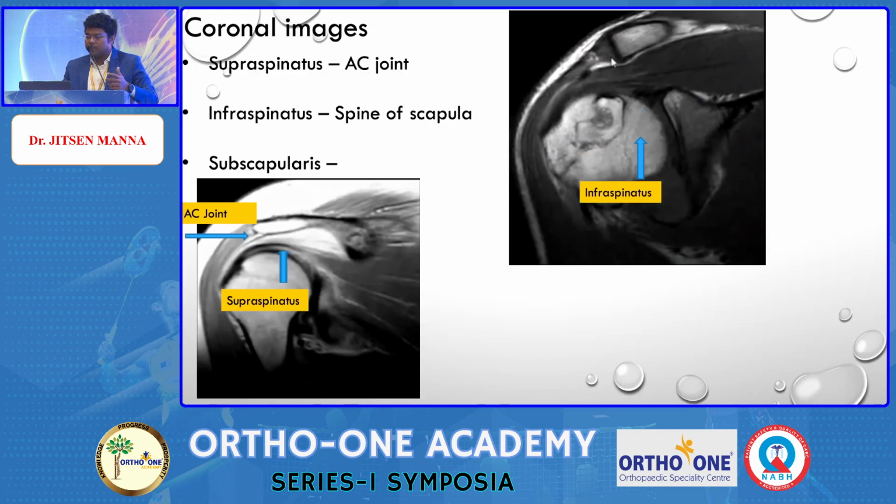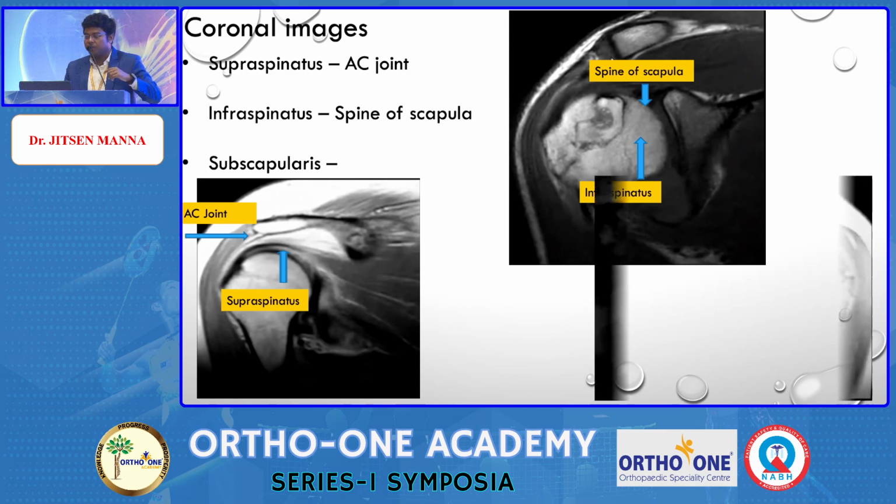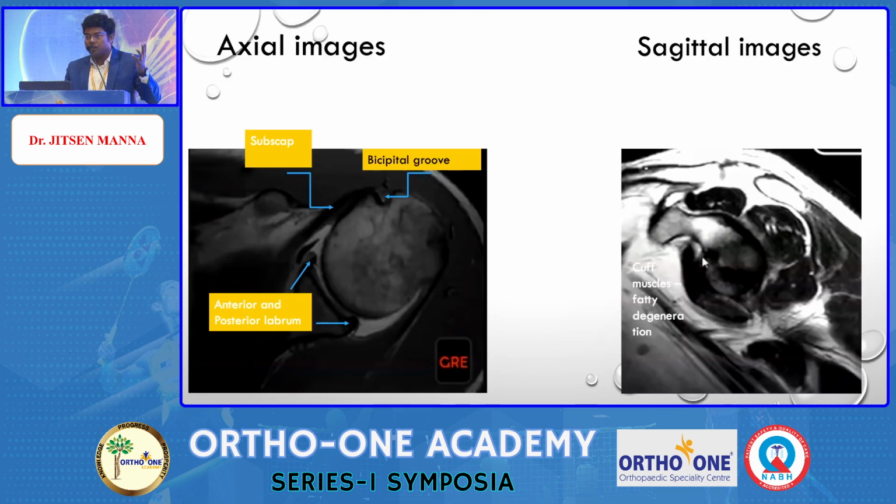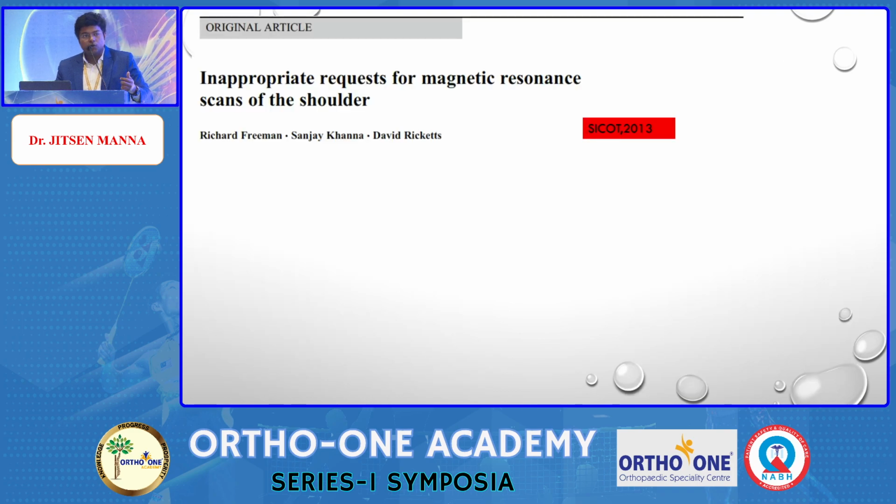So these are some images, which we call the coronal images of the MRI. The structures are identified: the supraspinatus, infraspinatus, labrum, and various structures can be identified in various images. Those on my left are known as axial images, and on the right side are the sagittal images, which show different pathologies. Now, why is this talk important?